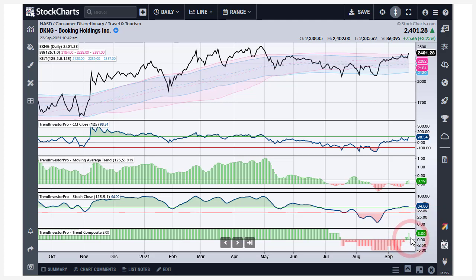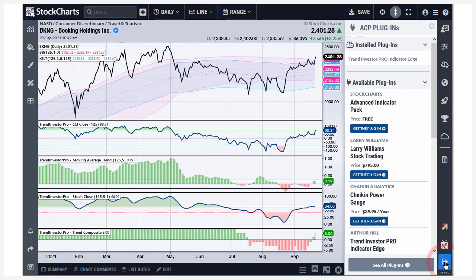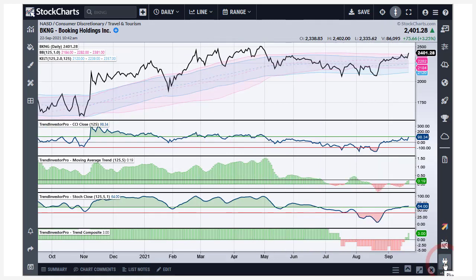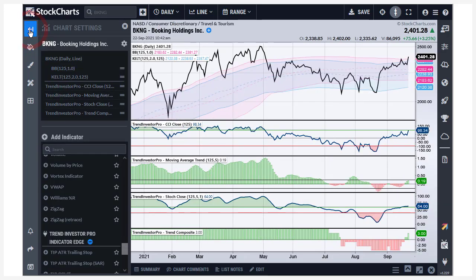And since we're down in this lower right-hand corner, if you go to that plug-in icon, there you can see the Trend Investor Pro Indicator Edge plug-in if you want to know more about that. Now I'm going to go over to the upper left corner and click on the chart settings, and we can see these individual indicators that make up the trend composite. So we've got Bollinger Bands 125, 1, and then Keltner channels 125 to 125. You can look up the individual indicators if you want to learn more about the settings.